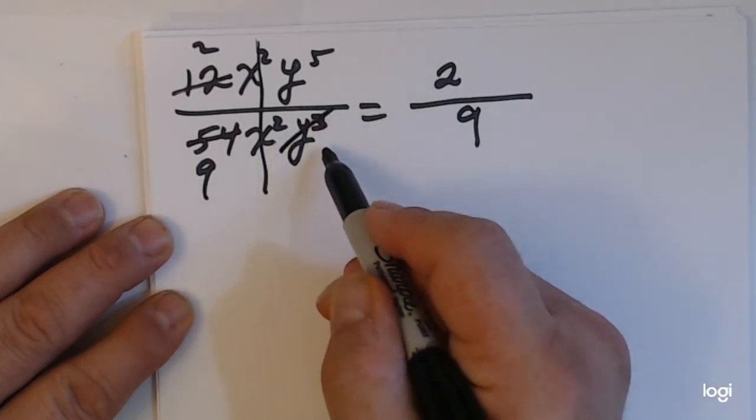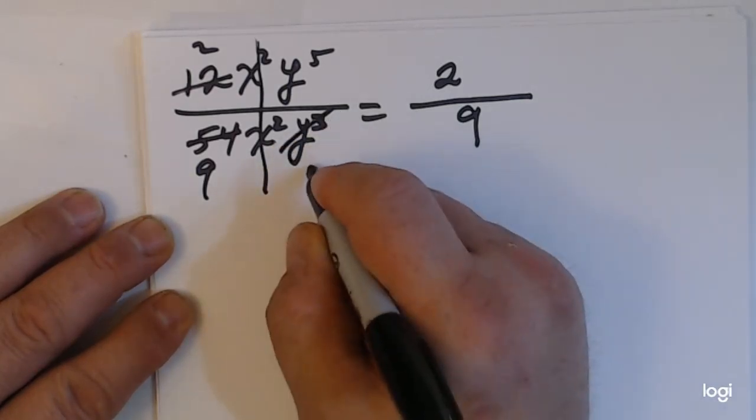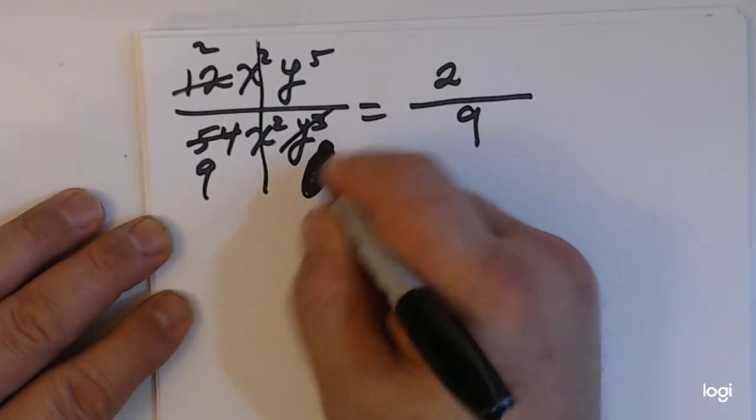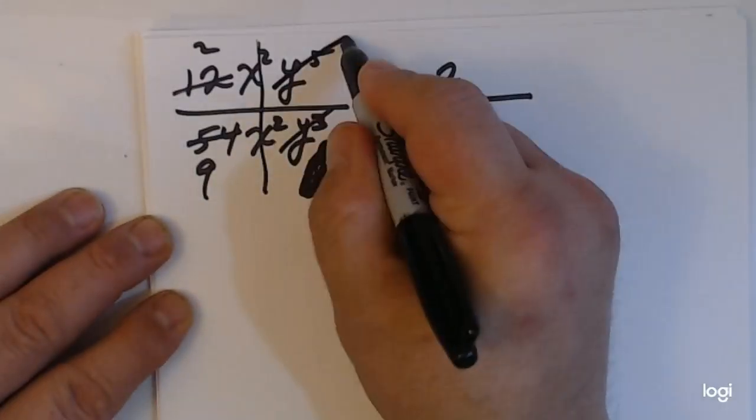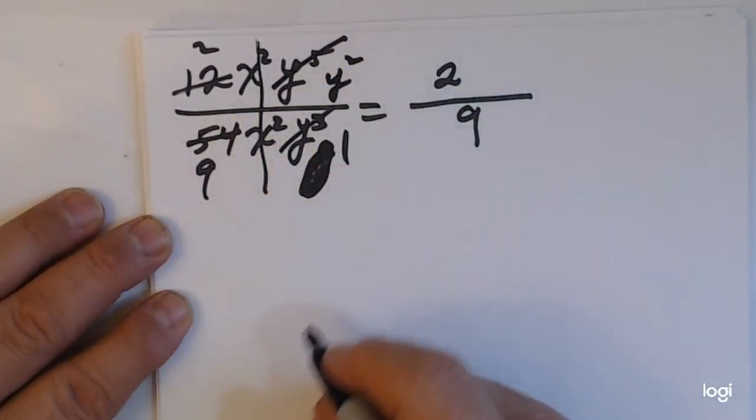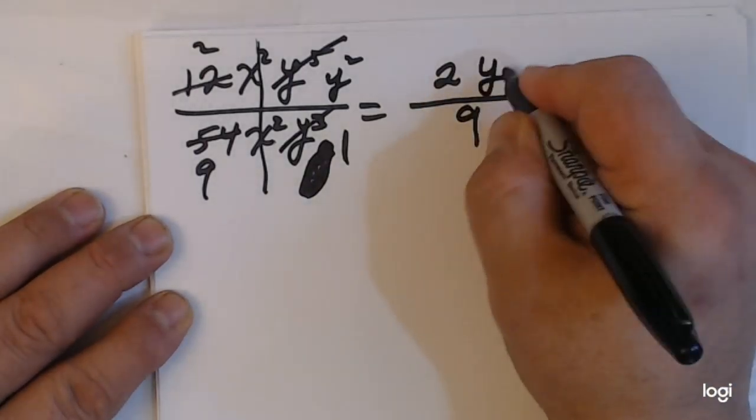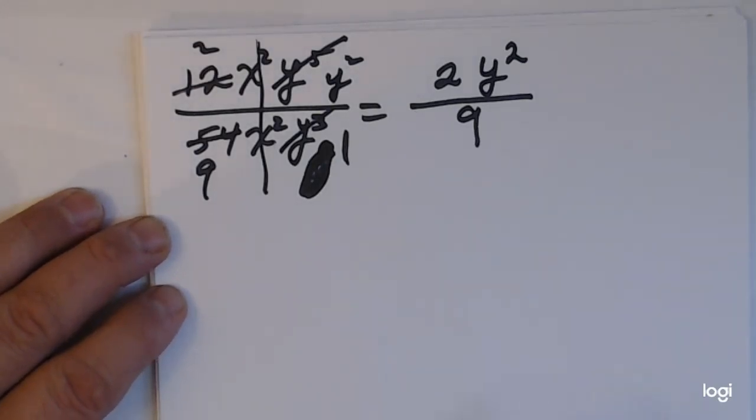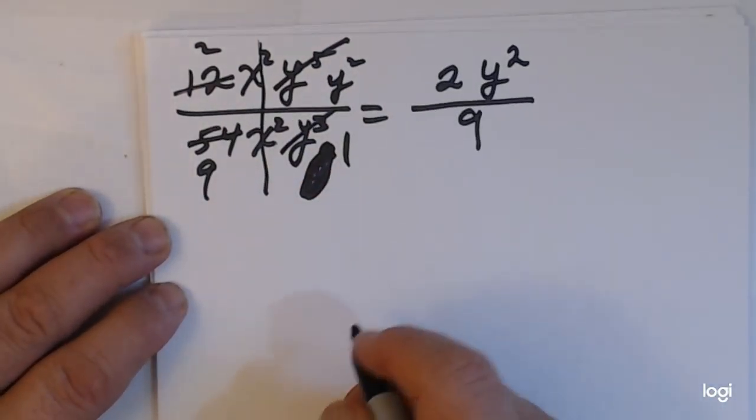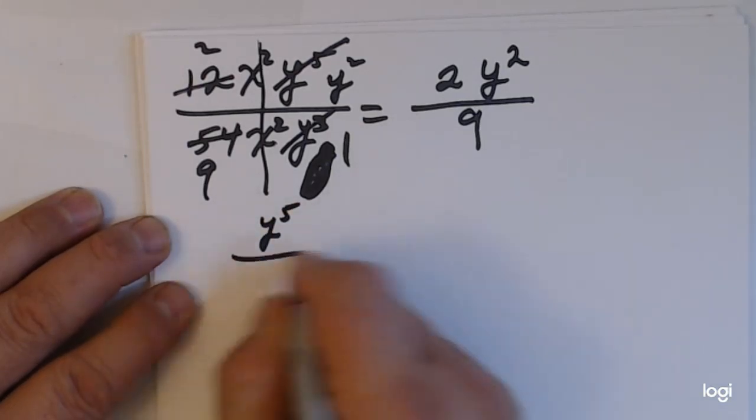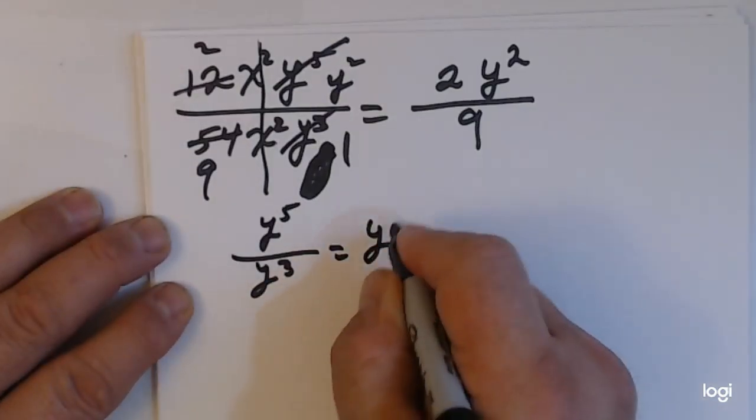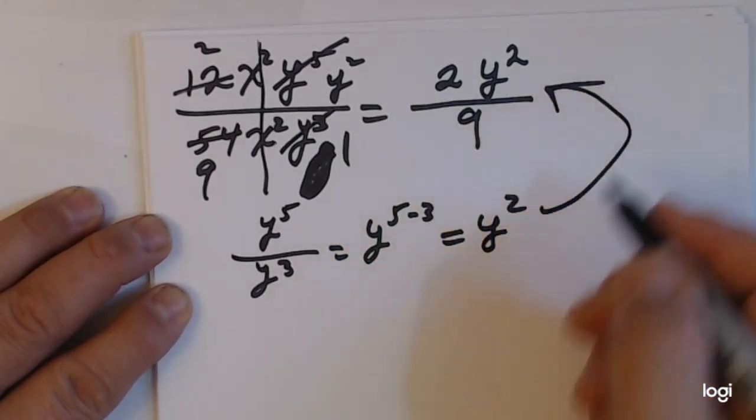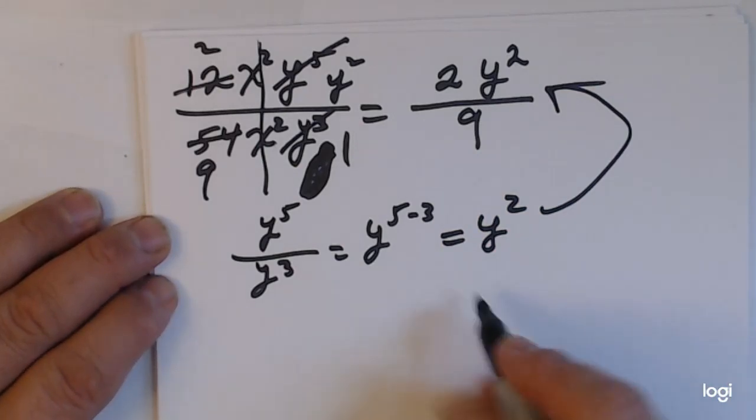Well, y to the 3rd is going to be the greatest common factor here. And so y to the 3rd goes into itself, sorry about that, 1 time. And it goes into y to the 5th, y squared times. So the answer here is 2y squared over 9. Let me just show you the y part alone on this one. We have y to the 5th over y cubed, which is y to the 5 minus 3, which is y squared. And that's what we had up here. Okay?